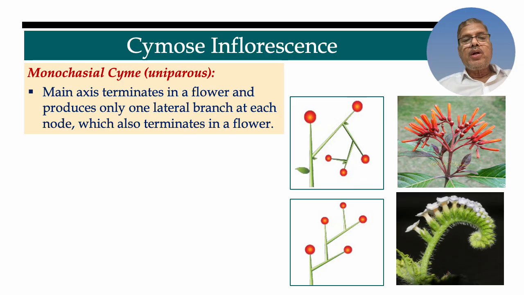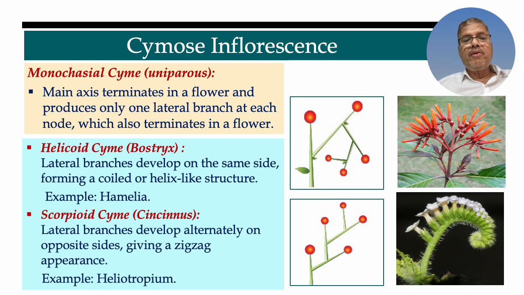Monochasial cyme, also known as the uniparous cyme, is a type of cymose inflorescence where the main axis terminates in a flower and produces only one lateral branch at each node, which also terminates in a flower. This pattern of growth can create a zigzag or helical arrangement of flowers. It could be helicoid or scorpioid.